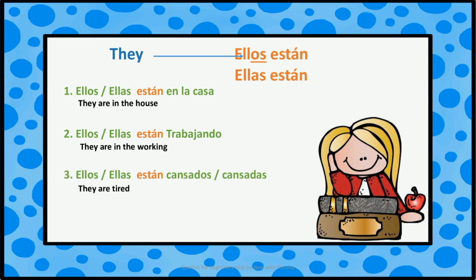Ellos están cansados. They are tired. We use ellos están because we are talking about their feelings. Ellos están con María. They are with María. We use ellos están because we are talking about with who they are.